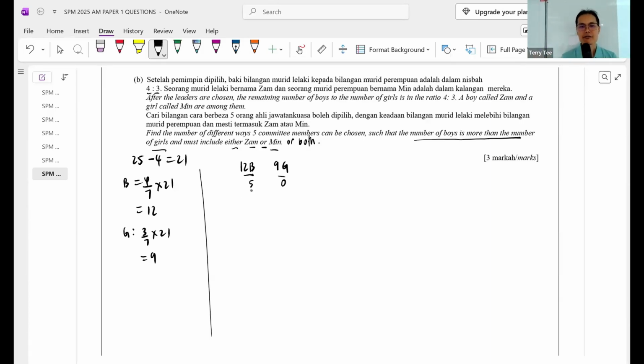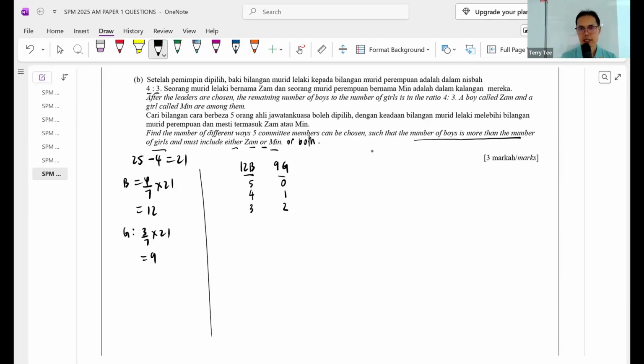Okay, anyway, can I have 4 boys, 1 girl? 3 boys, 2 girls? Can I have 2 boys? No. If you have 2 boys, then 2 boys, 3 girls, boys less than girls already. Okay, now this is when you don't consider Zam or Min. Now I'm going to put a bit more diagram to help you understand.